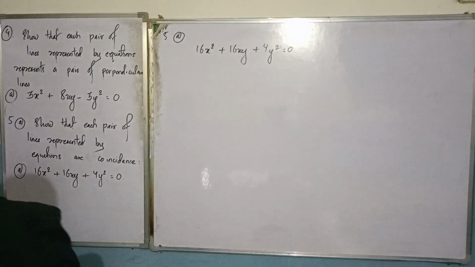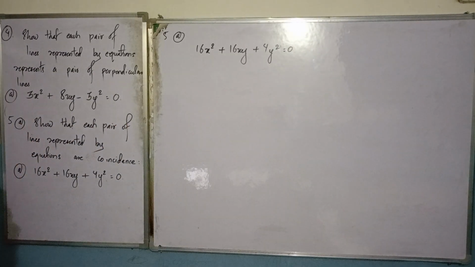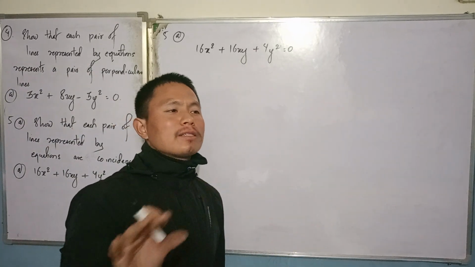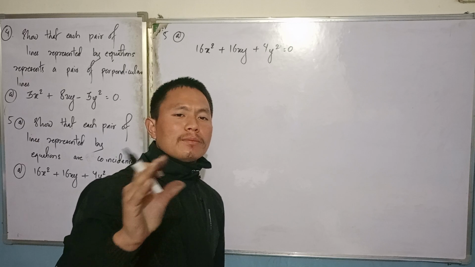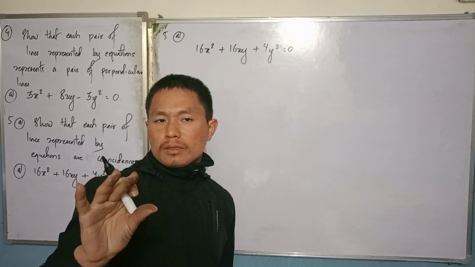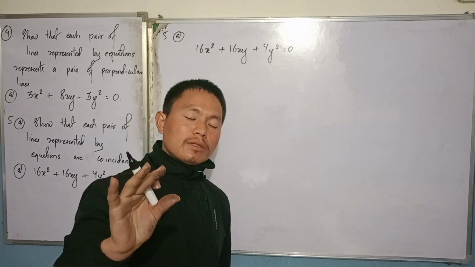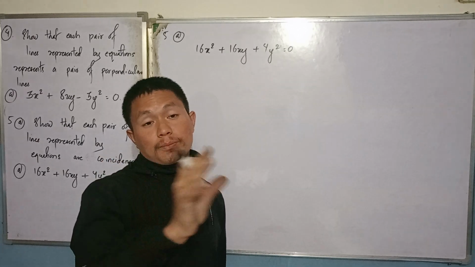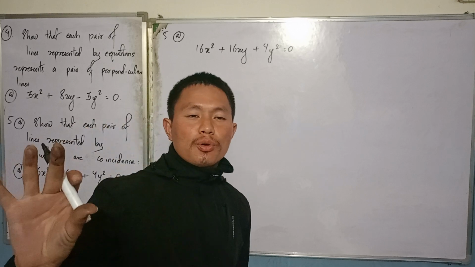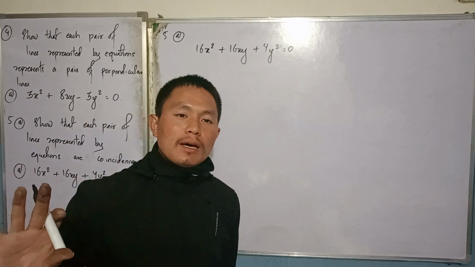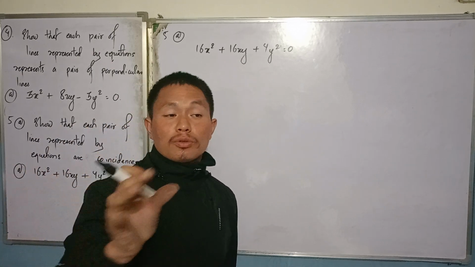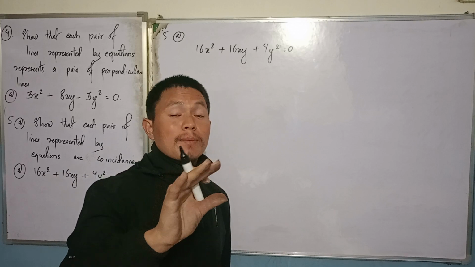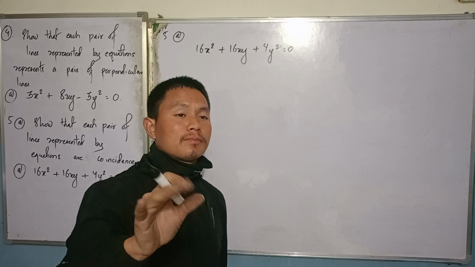Coincidence means the conditions are analogous to parallel, because when the lines are parallel, the angle between them is 0. And in the coincident condition also the angle is 0. So the condition applied for both is the same.